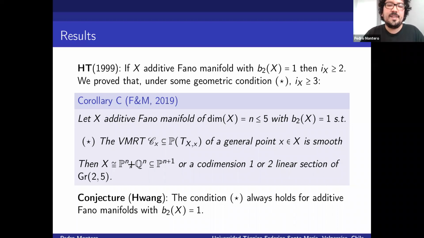And actually, there is a conjecture of Jun-Muk Hwang that says that this condition should always be true for additive Fano manifolds with Picard rank 1. But as far as I know, it's still open. So this condition should be empty, but for the moment, it's not.